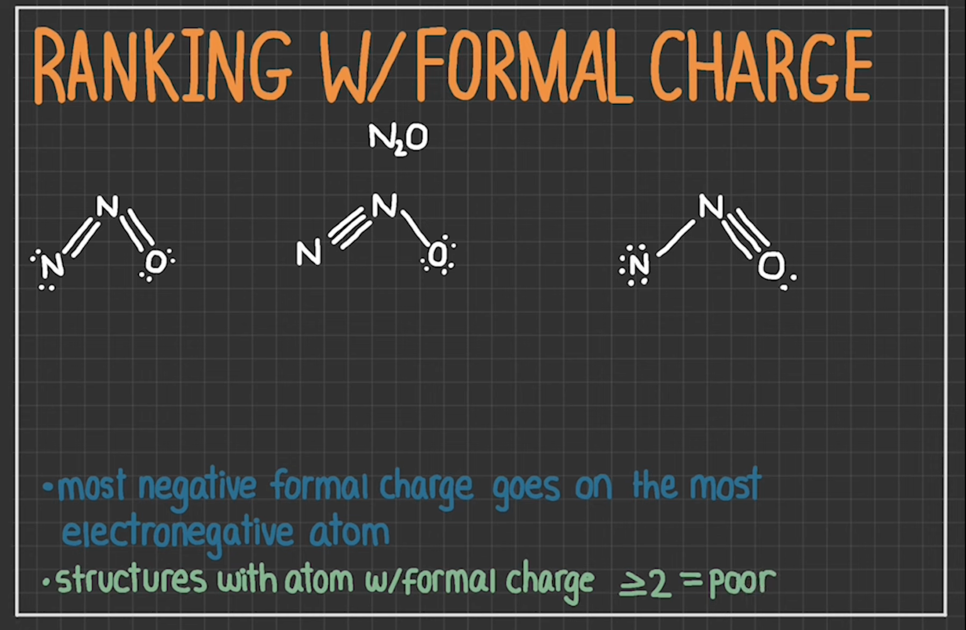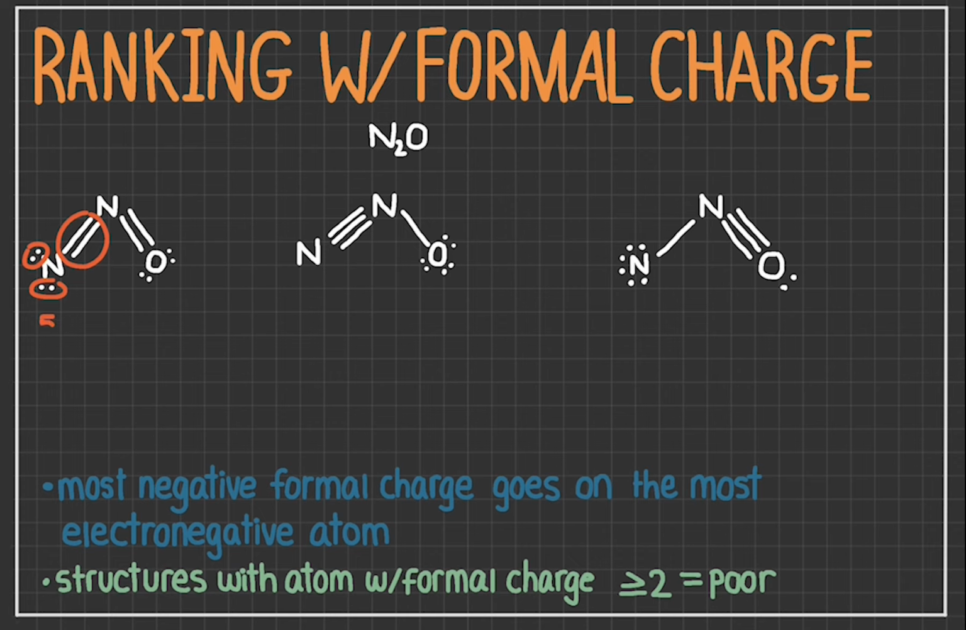Let's take the example of N2O and use formal charge to pick the best Lewis structure for the molecule. Let's use these 3 structures here. First, it's good to acknowledge that oxygen is more electronegative than nitrogen, so if there needs to be a negative formal charge, we want it on the oxygen.